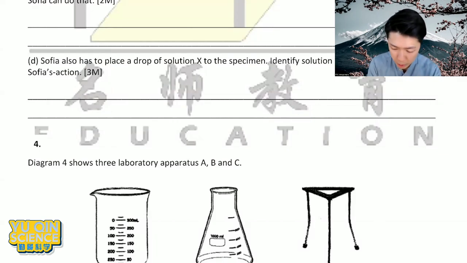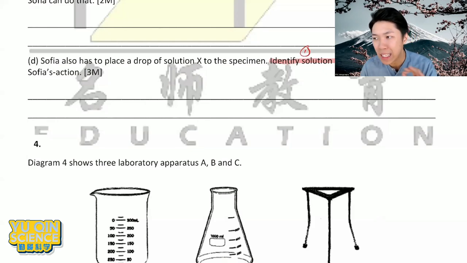I think we need to explain a little bit more. Identify solution X, that's 1 mark. State the reason for Sophia's action, that's 2 marks. So this is 1 mark, this is 2 marks. All right, so how do we write the second and the third mark? That means the reason. Why should we add the color?